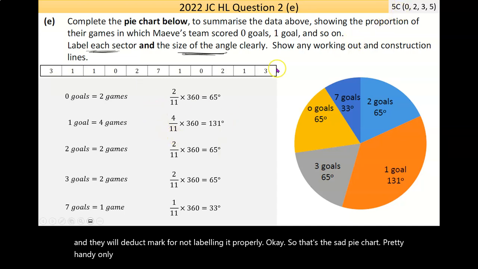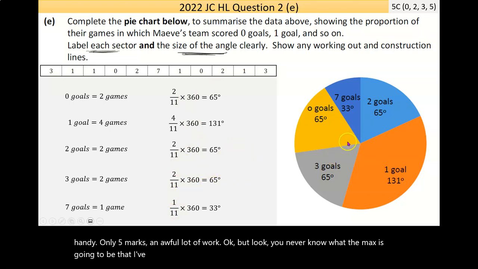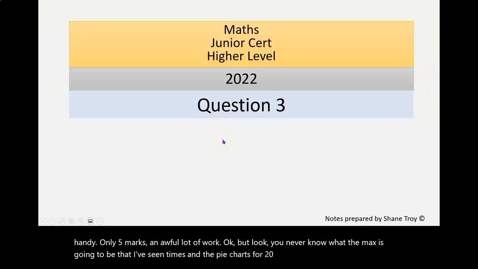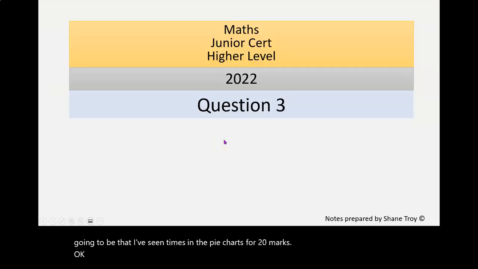Only 5 marks, an awful lot of work. But look, you never know what the marks are going to be. I've seen times when the pie chart was 20 marks. So that's the end of question 2.